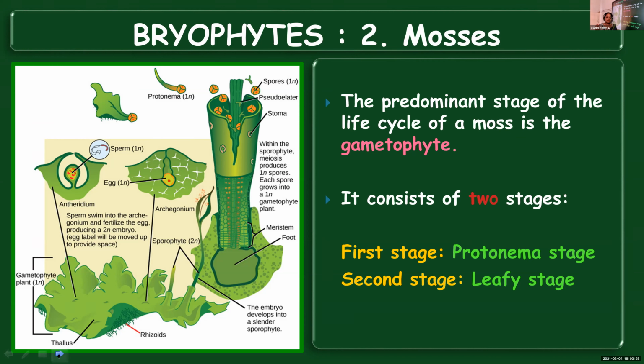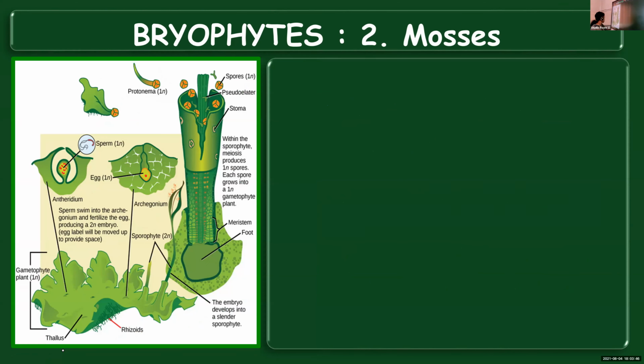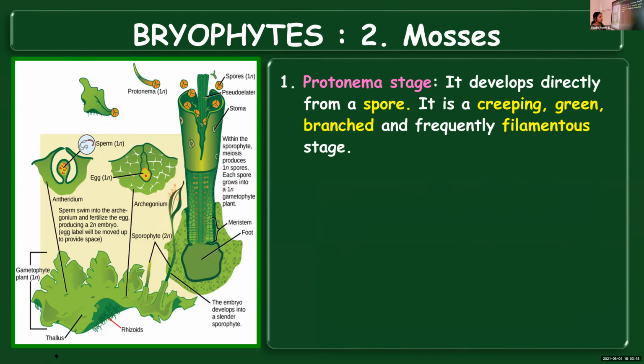Once again, the second type of bryophytes is mosses. And the predominant stage or the most important stage in the life cycle of a moss is gametophyte. You can differentiate gametophyte into two stages, protonemal stage and also the leafy stage. You will see the details of these two stages.